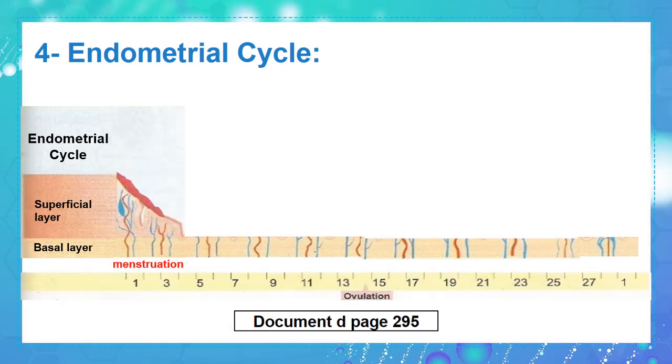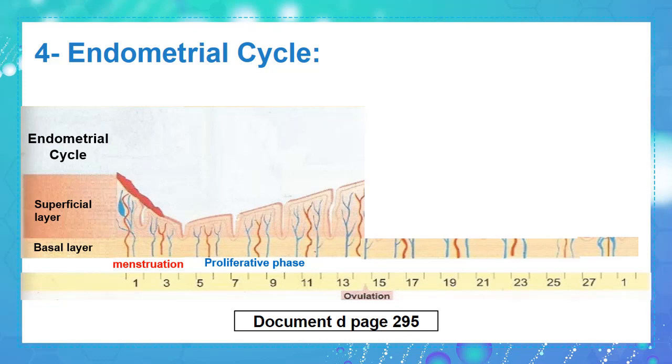During menses, the superficial layer of the endometrium degenerates. The sloughing off of this superficial layer exposes the blood vessels beneath and causes bleeding that continues for an average of 5 days. Then after menses, the endometrium begins to thicken again due to the proliferation of the basal layer cells. That's why this phase of the endometrium is referred to as the proliferative phase.